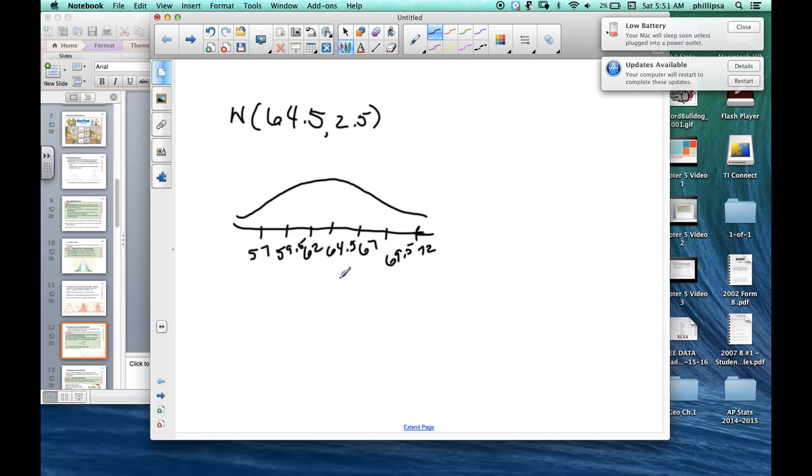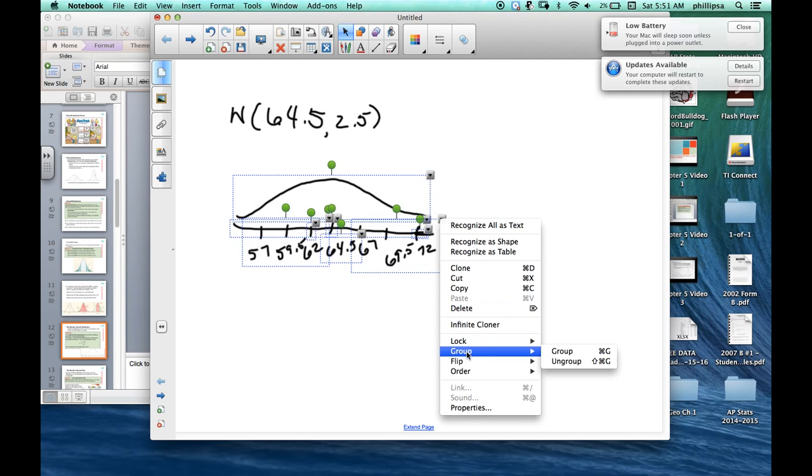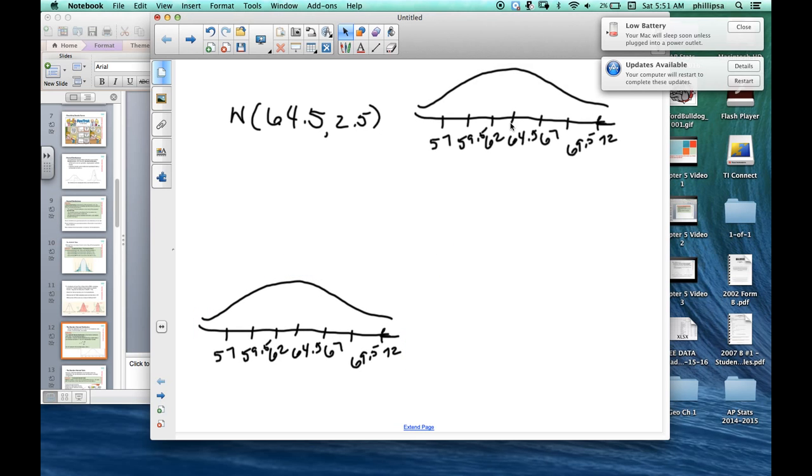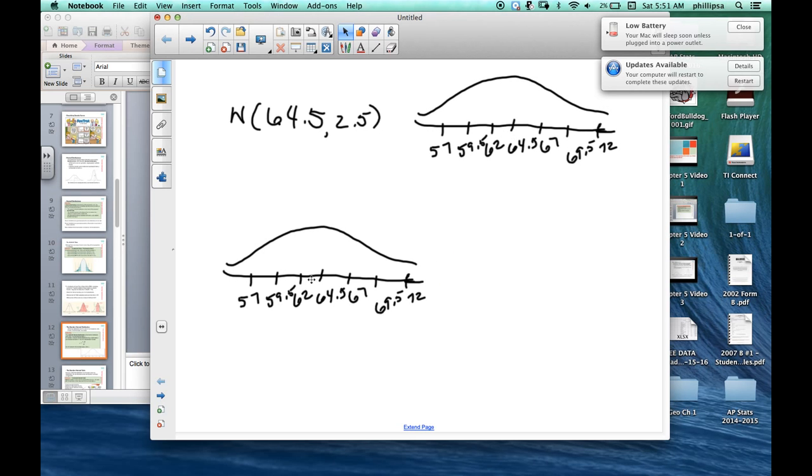Okay, so the next question is going to say, what percent of young women have heights greater than 67? So what we always have to do with our sketches is then shade the area that we're looking for. So I'm looking for 64, 67. I'm looking for this percent, okay? Anybody that lies over there.